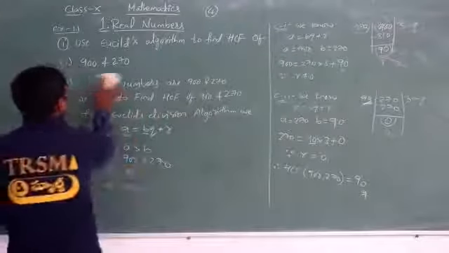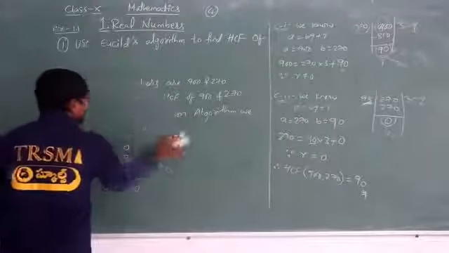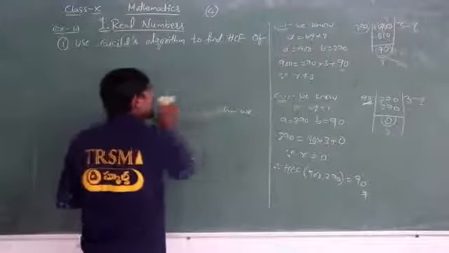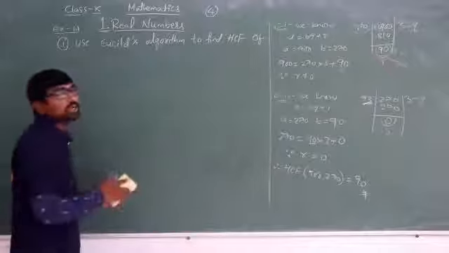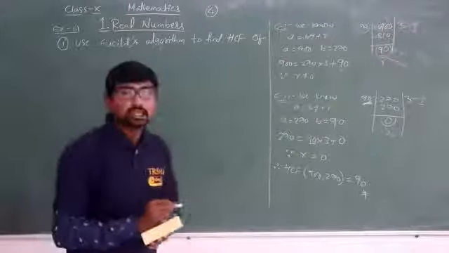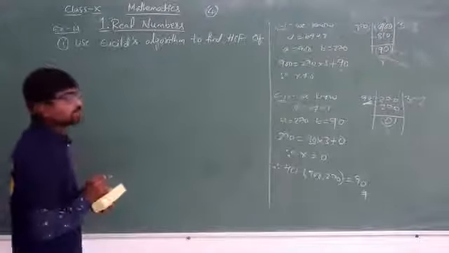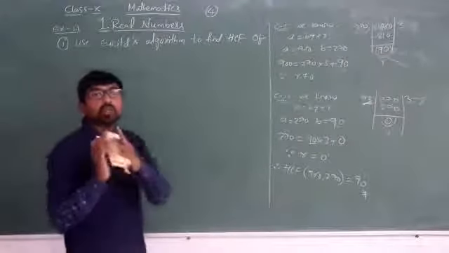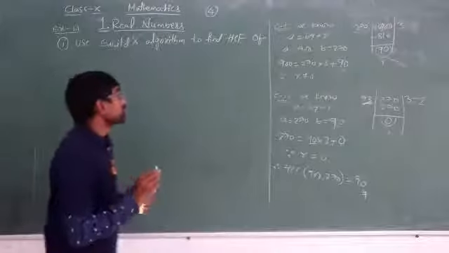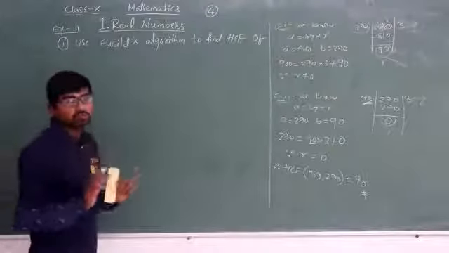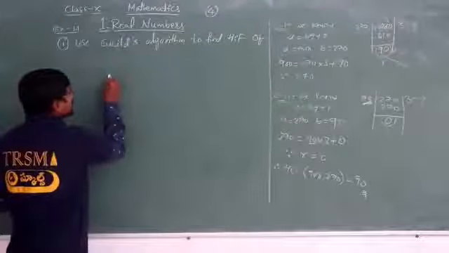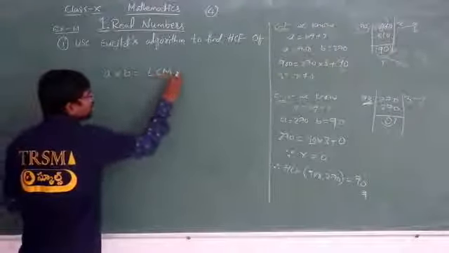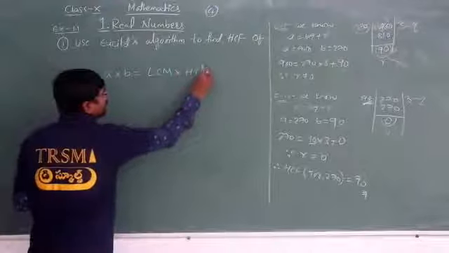Okay, now one more thing I am going to tell you. He didn't ask in the question, but if he also asked to find the LCM, that is the least common multiple, then you will be having one common formula. That is A into B equals LCM into HCF.